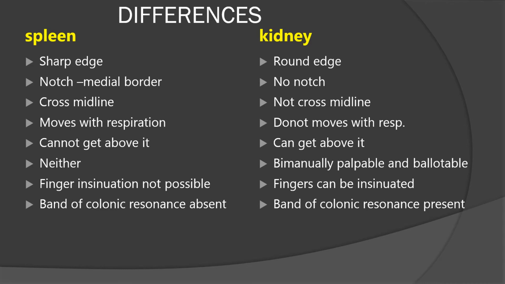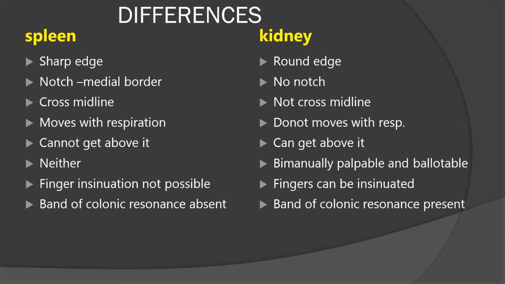Coming to differences between spleen and kidney. These differences are noted during palpation of the spleen. How to differentiate whether we are palpating the spleen or we are palpating the kidney. Spleen has sharp edge whereas kidney has round edge. Spleen has notch in the medial border. Kidney has no such notches.